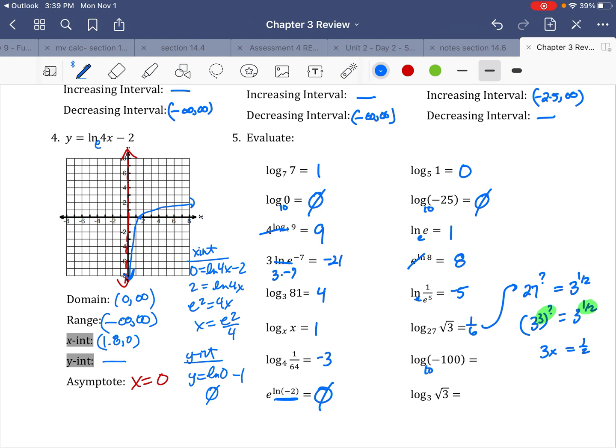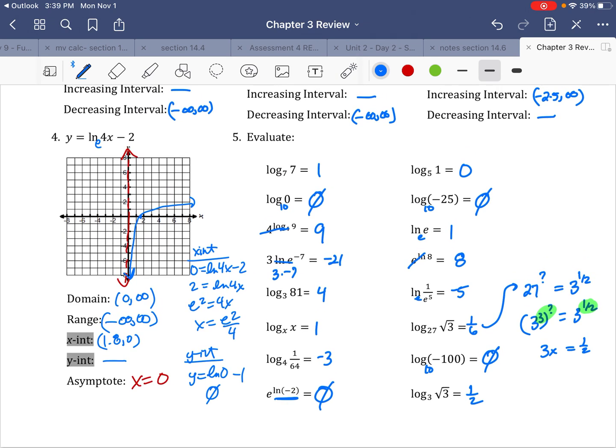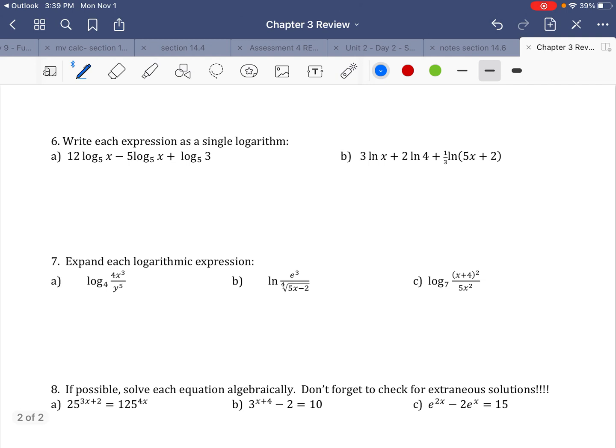All right, here, 10 to what power is negative 100? No such thing. 3 to what power is square root of 3? So 3 to the 1/2 is square root of 3. All right, so next part here.